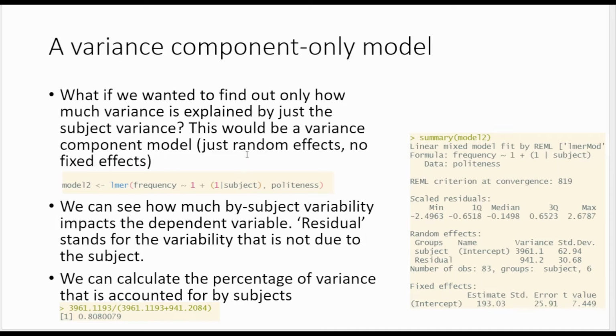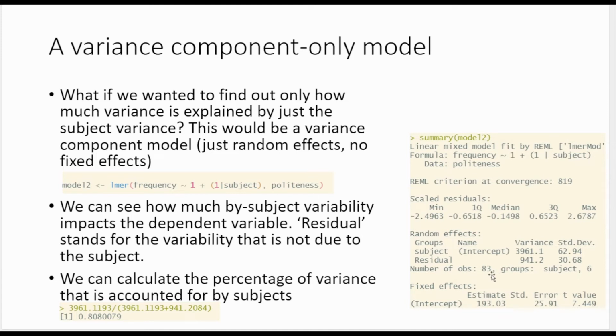Because we're only looking at random effects, we'll look at this random effects block here. We can see our group is subject, and our total subject variance is 3,961. Now this residual here stands for the variability that is not due to the subject. So there's some variability that exists in the data that can't be attributed to the subject themselves.